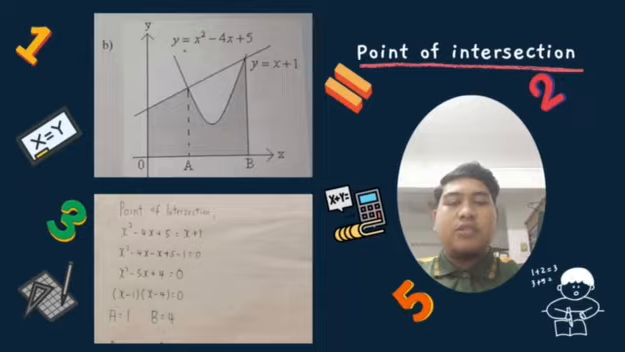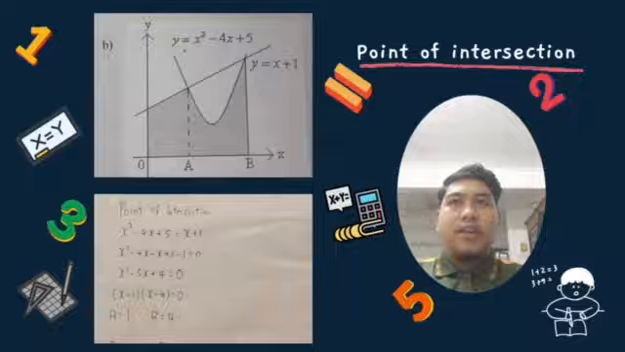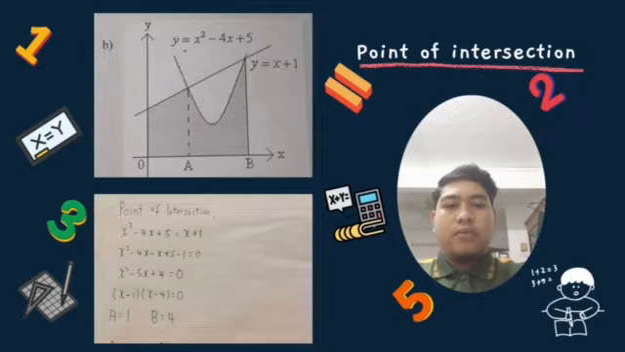while x2 equals 1. And just use the formula x equals minus b plus or minus the square root of b squared minus 4ac, over 2a. And to find the corresponding y values, substitute the x values, and we get the answer B (4, 5) and A (1, 2).